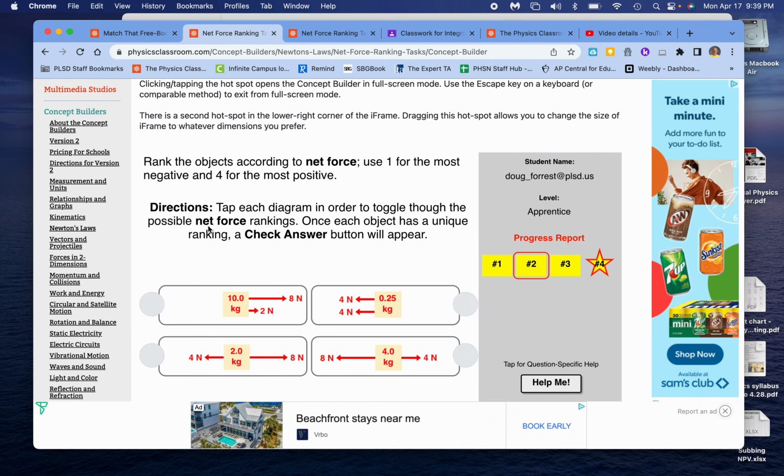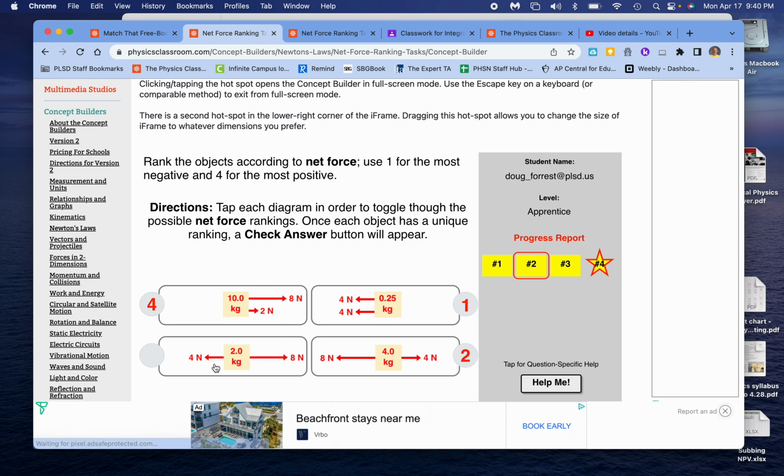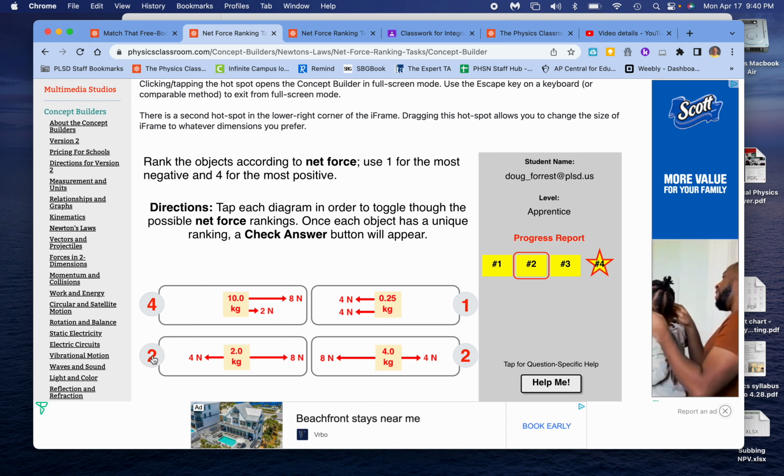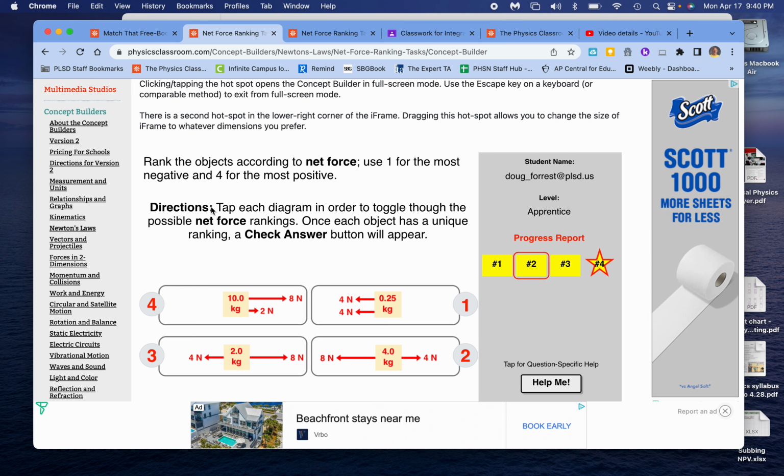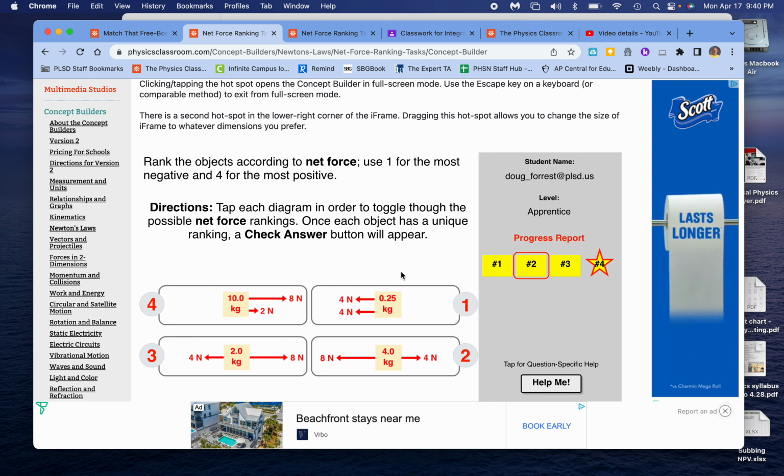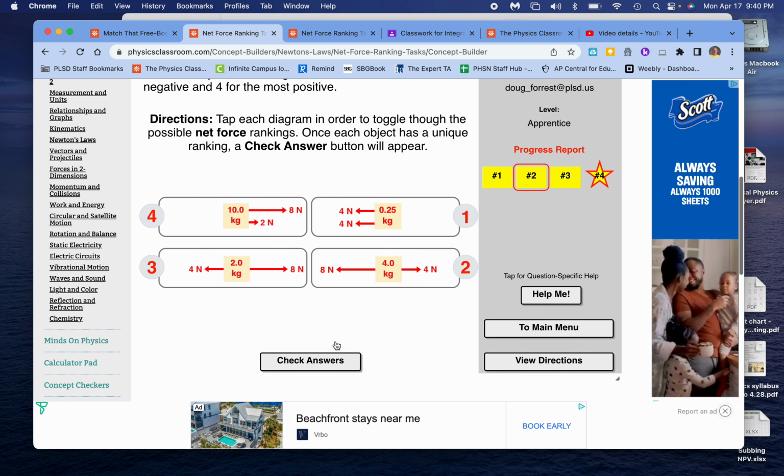Now in this case, this one's talking about net force, so it's easier. Here, most negative, I've got 8 newtons going to the negative. Here I've got 8 newtons negative but 4 positive, so the net force is 4 newtons negative only. So this one's the most negative, this one's not as negative, and then this one is the most positive, so that would be 4. It's 10 newtons of positive. This is 8 minus 4, so only 4 newtons of positive, so that's third. So you're ranking them from most negative with 1 to most positive for 4. And that should be correct.